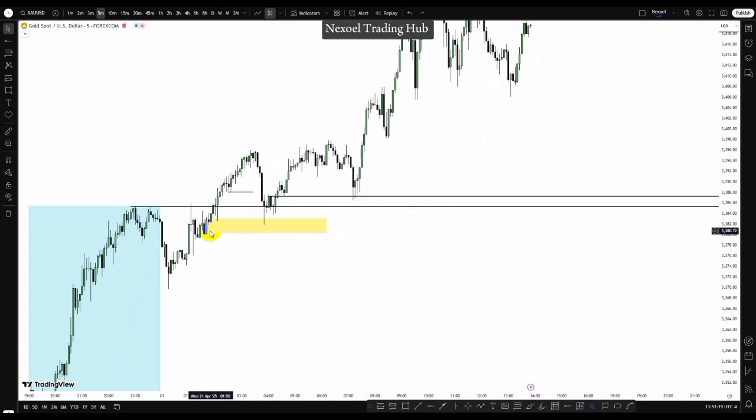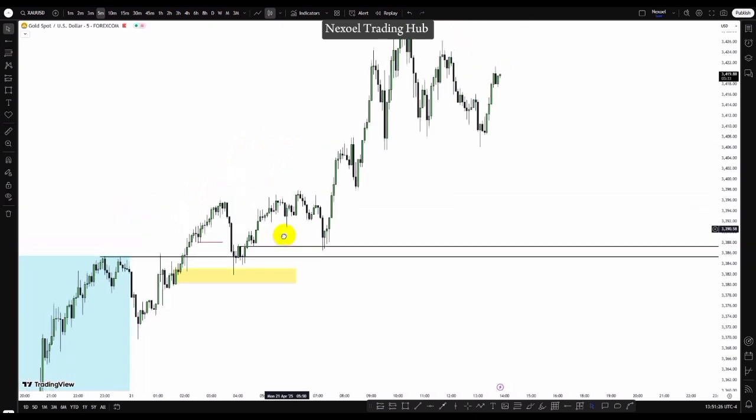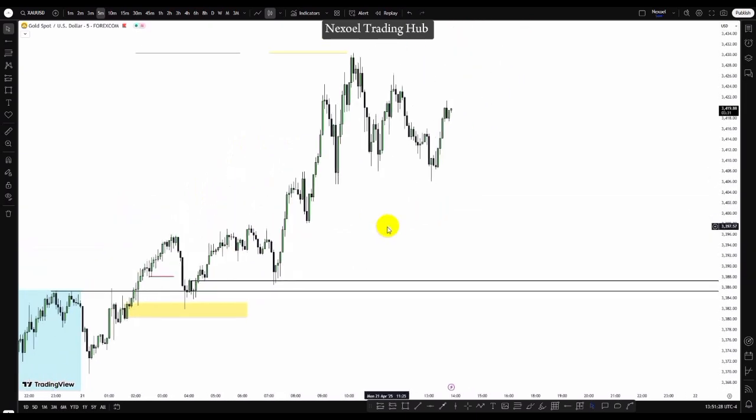The sponsorship zone below that is this. This is more of the break and retest. Price broke through the Asia session high, returned to retest, and then we had bullish continuation to the upside.